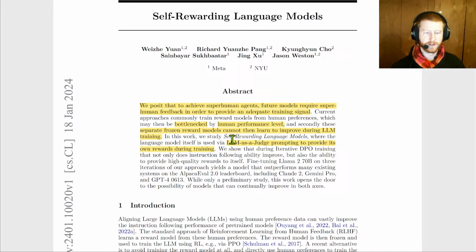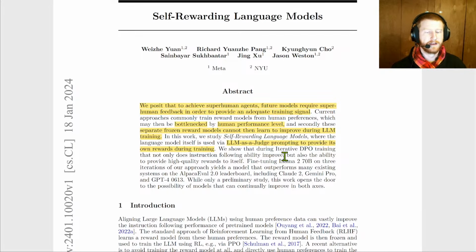Okay, so we're trying to use a single language model to both be the judge that's evaluating in place of a human, and the thing that we're continually optimizing. We show that during iterative DPO training, not only does instruction following ability improve, but also the ability to provide high quality rewards to itself. So this is building on DPO, which we looked at last time, direct preference optimization, but we're also now using the language model itself as a judge for the samples.